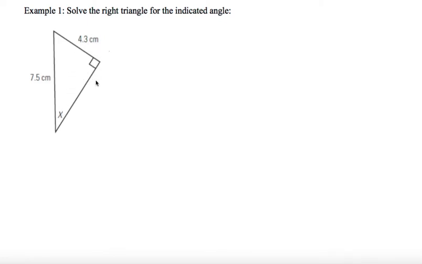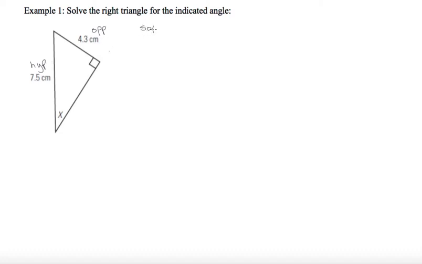So let's look at what we've got here. So here's our right angle. The one across from the right angle, this is the hypotenuse. Here's our angle, so this would be the adjacent. So this is the opposite over here. And we have opposite and hypotenuse.